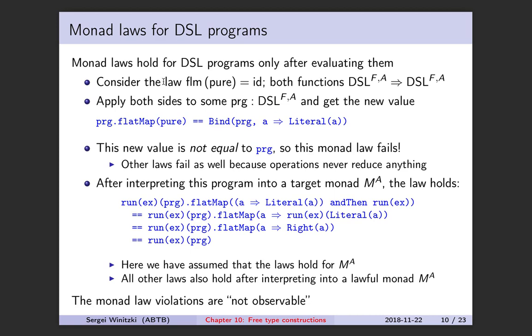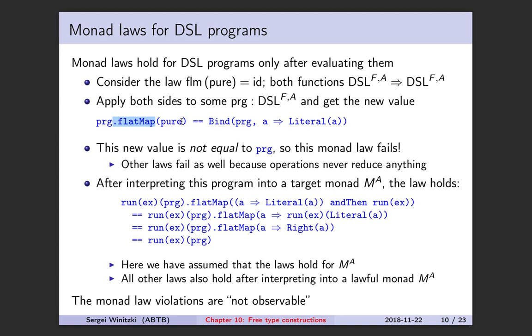So consider one monad law. This is one of the identity laws. So flat map applied to pure must be identity. Let's see if this is so. Now, both sides of this law are functions on the monad. So our monad is a function from this to this. So we need to apply both sides to some arbitrary program of this type, and we need to get the new value and see if that value is the same, because that should be identity. So let's see.